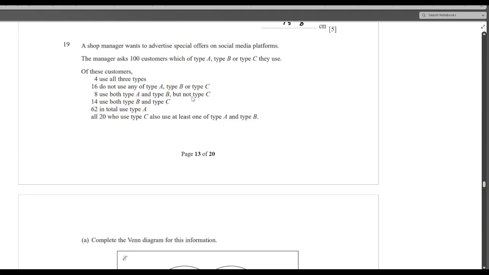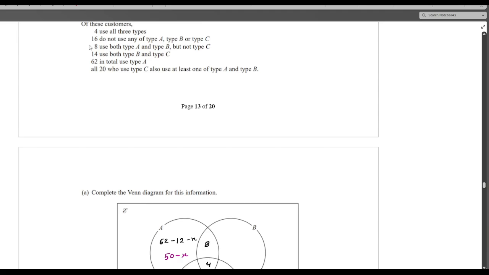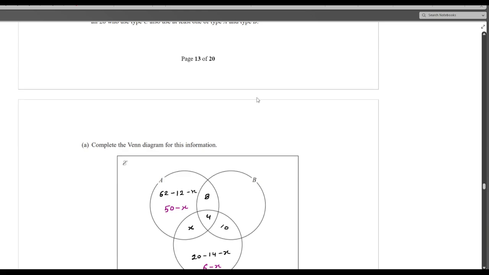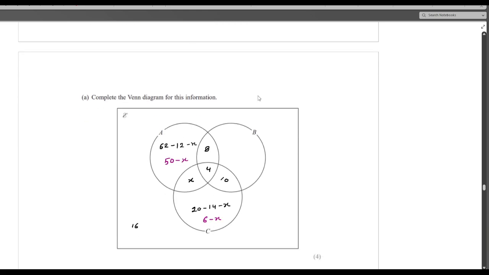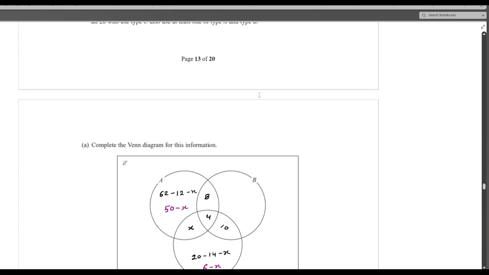Okay, so any other information? Let me go once again. Of these, 4 use all 3 types, 16 do not use any of type A, B or C. Okay, that is fine. 8 use both type A and B but not C, that also we included. 14 use both type B and C, that is fine. 62 in total use type A, and all 20 who use type C also use at least one of type A and type B. So okay, at least one is using type B.